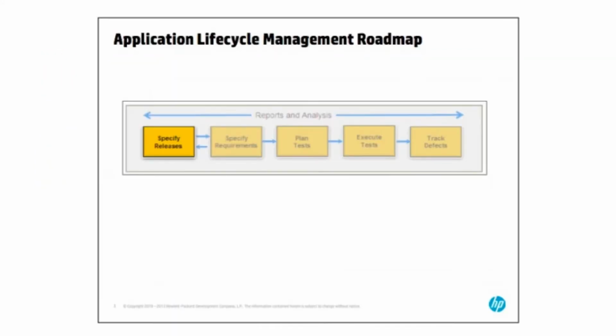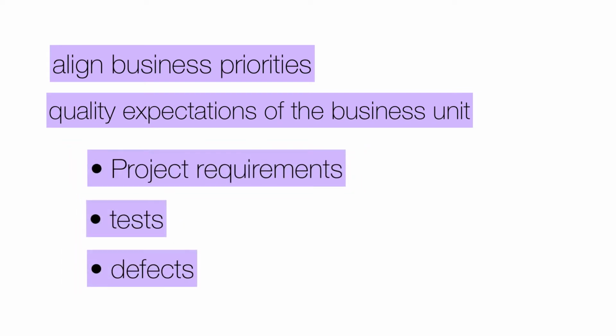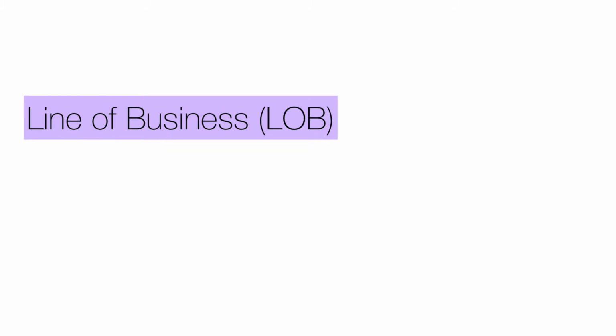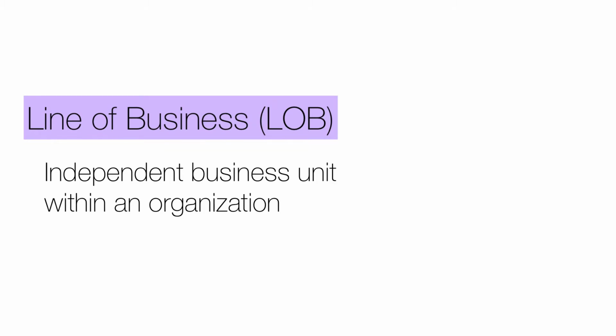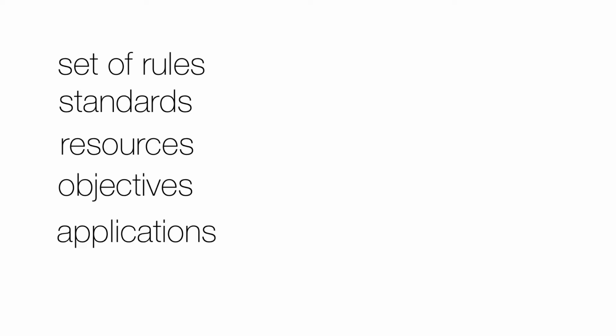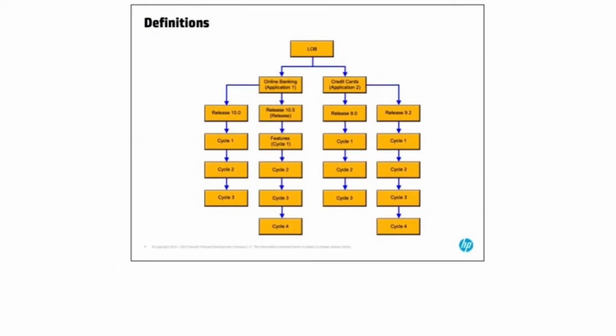The testing process begins with defining releases in the Management module. You use this module to align business priorities and quality expectations of the business unit with project requirements, tests, and defects. A line of business, or LOB, is an independent business unit within an organization with its own set of rules, standards, resources, objectives, and applications. For example, the figure above illustrates the online banking and credit cards LOBs in a bank. These LOBs, or lines of business, are concurrently developing software.